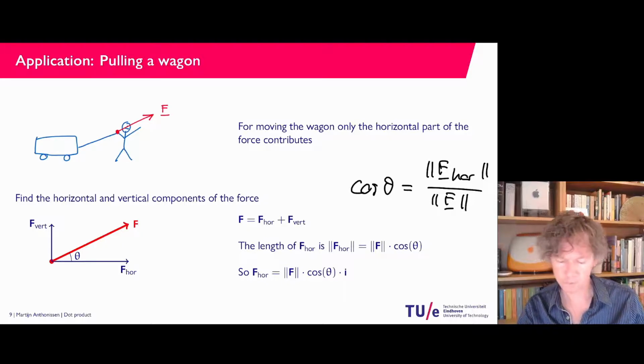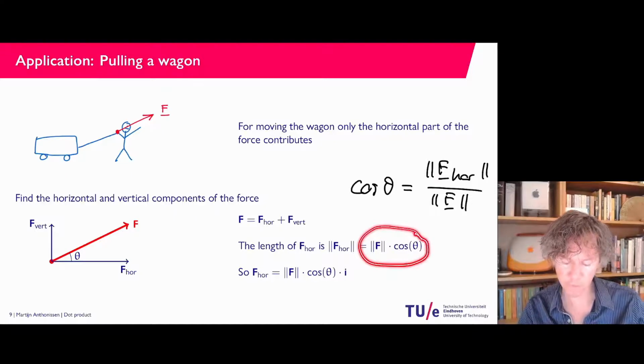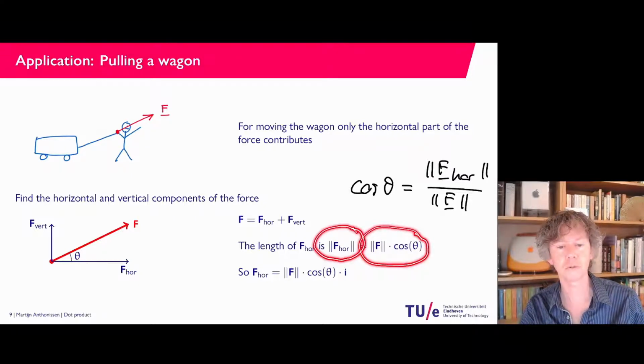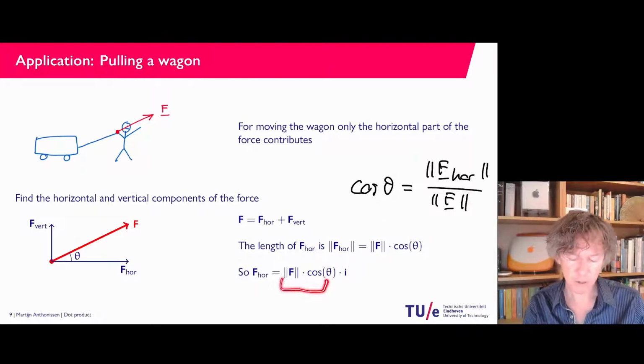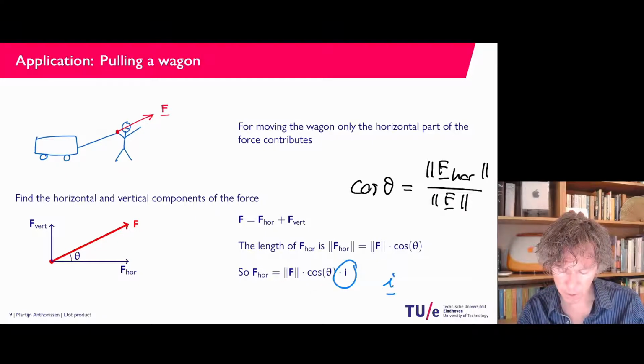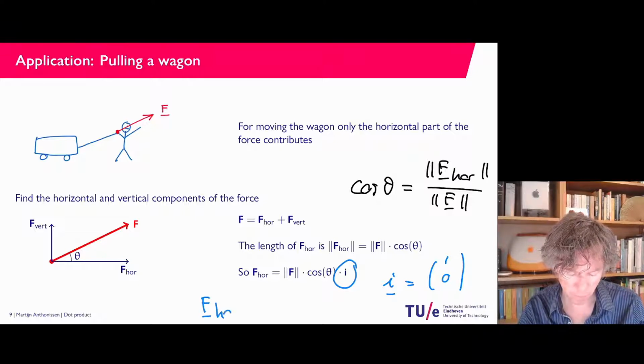So if you rewrite that, you see that apparently length of F times cosine theta gives me precisely the length of this horizontal component. So the horizontal force is this length times I, and I, hopefully you recall this I here, is the vector with arguments 1 and 0. So what we have basically is that F, the horizontal force, equals a 2-vector. First component is length of F times cosine theta. And the second component equals 0.